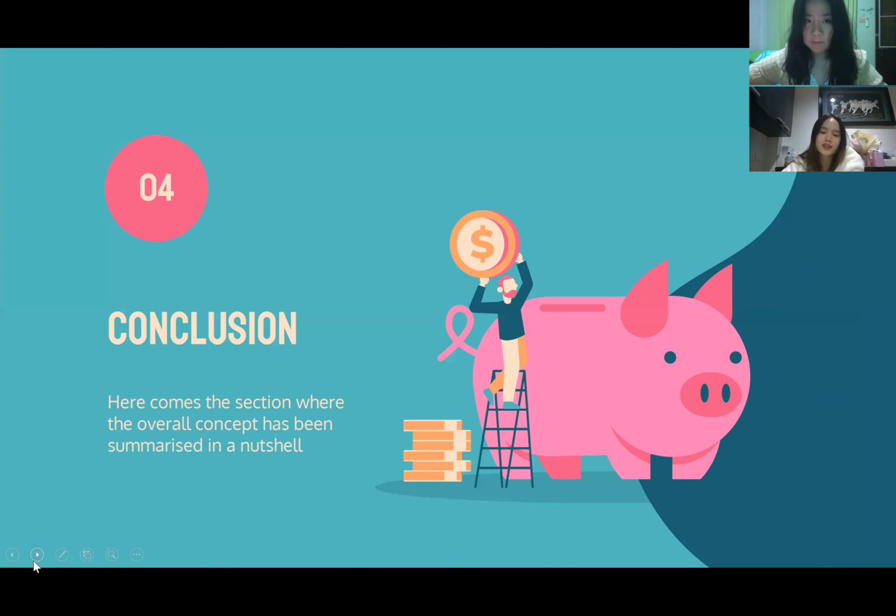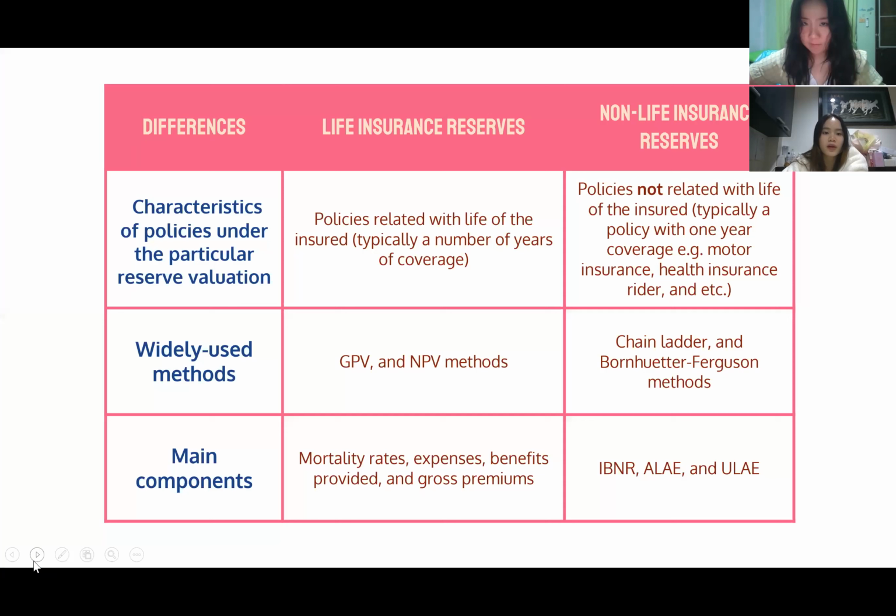Here comes the last section of our presentation, which is our conclusion. For the calculating method, it could be seen that the difference between the life insurance reserves and the non-life reserves is actually whether the coverage is for the life of the insured or not. We know that you already love the summary table, so here you go. We have summarized the main important bits for you on the slides. So for example, the main components of the life and non-life insurance.